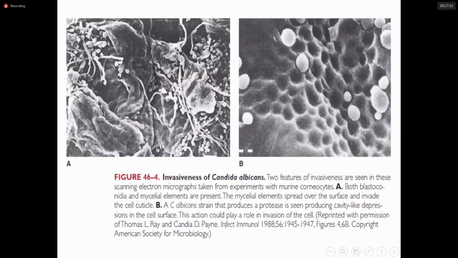Here, a scanning electron micrograph is present. In picture A, you can see the hyphal form and the yeast form are present, and blastoconidia, as we said, with the yeast form, they come with the budding. And also mycelial. Mycelial means hyphal form.